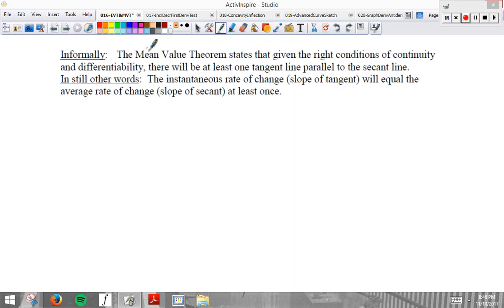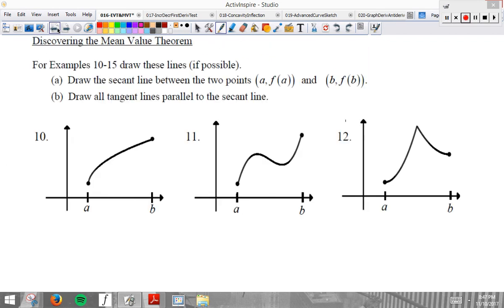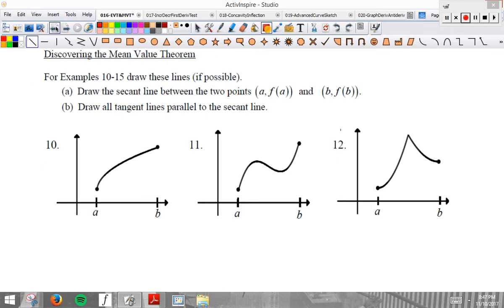Informally, the mean value theorem says that if we have the right conditions of continuity and differentiability, there's at least one tangent line parallel to the secant line. The instantaneous rate of change will equal the average rate of change at least once. That's a really big idea. We have to find a way of checking these conditions. And that's what these examples are about. So we're going to kind of see what happens.